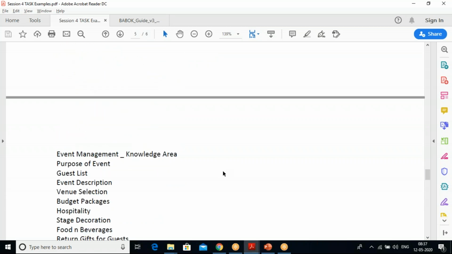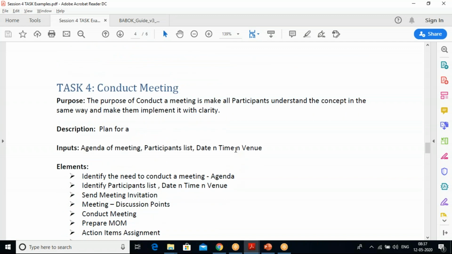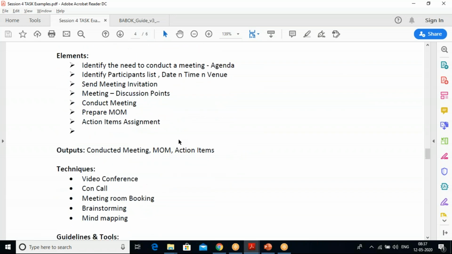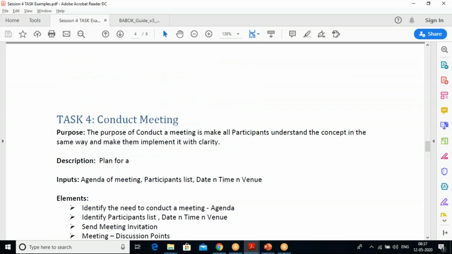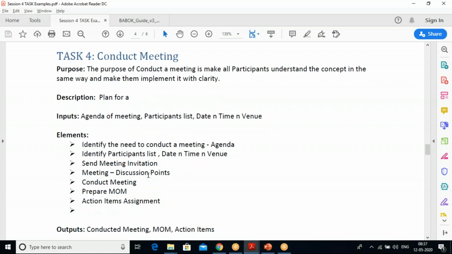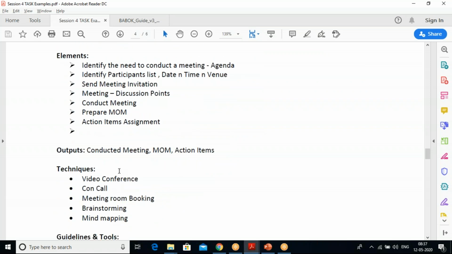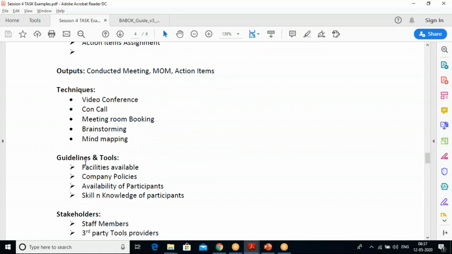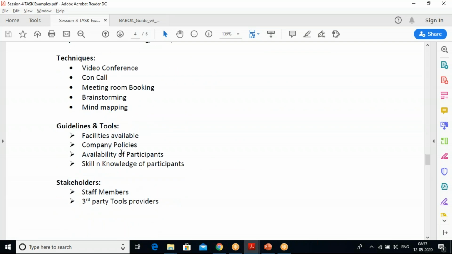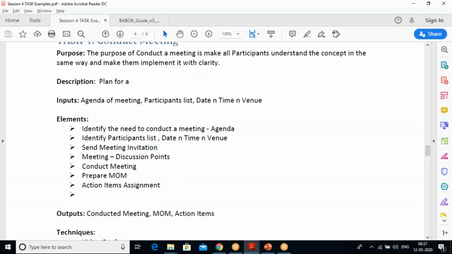Got it? So I think this is more appropriate and near to what we are going to discuss now on the business analysis front. If you understand conducting a meeting as a task, this is how we can make it up. Hope you got clarity, because I want you to understand the purpose, the description, the inputs, the elements, the outputs, the techniques we are going to use, the guidelines and tools, and who the stakeholders are. This is very, very important for us. If you can have a feel of this particular task, because all knowledge areas are described through tasks.